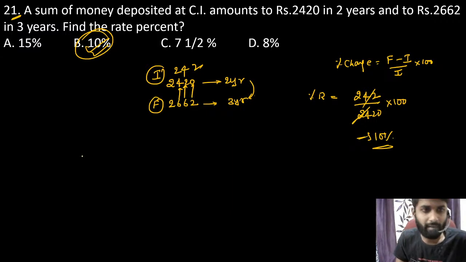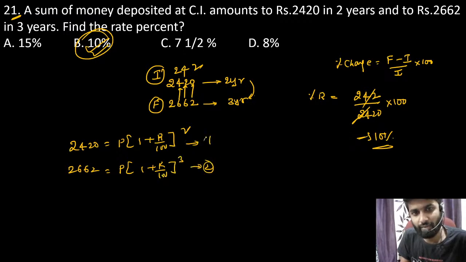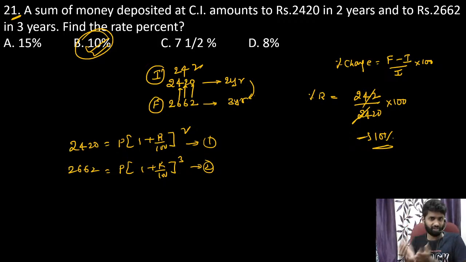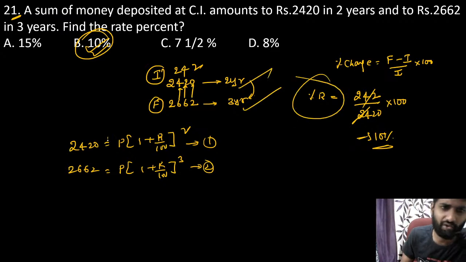Guys, if you go with the formula, it takes time. The formula is: 2,420 equals P into (1 plus R by 100) whole square, and 2,662 equals P into (1 plus R by 100) whole cube. Clear? You can subtract equation 1 from equation 2 and substitute, but it takes time. If you go by observation, if any amount increases, it is because of the addition of interest only, and the interest is based on the rate value. So this is the initial value, this is the final value, and I just calculated the percentage rate value. Don't go with any procedures, guys.